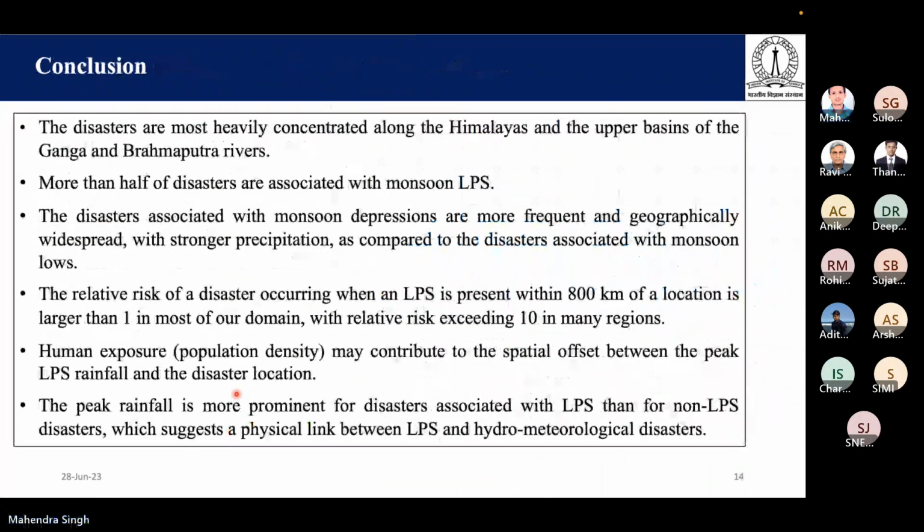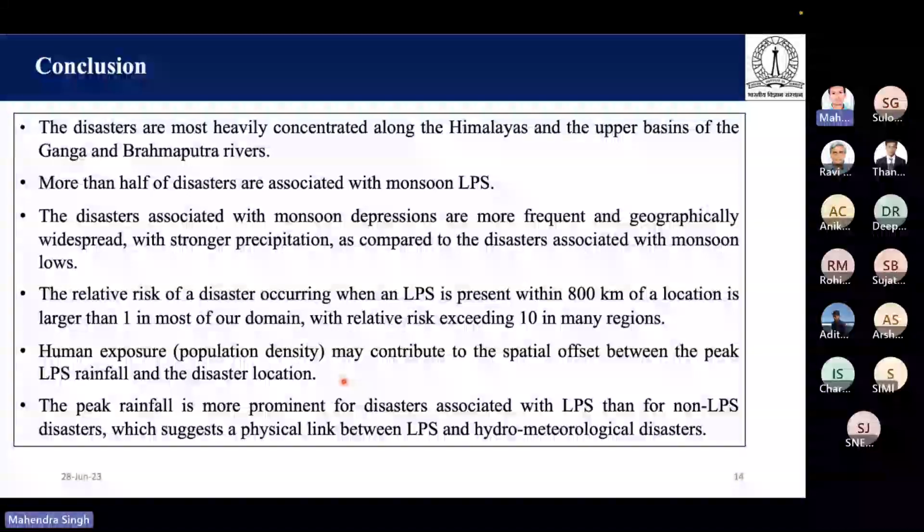So here is the summary: the disasters are mostly heavily concentrated along the Himalayas and upper basin of the Ganga and Brahmaputra river, and more than half of the disasters are associated with monsoon low pressure systems, and the disasters associated with monsoon depressions are more frequent and geographically widespread with strong precipitation compared to the disaster associated with the monsoon lows.